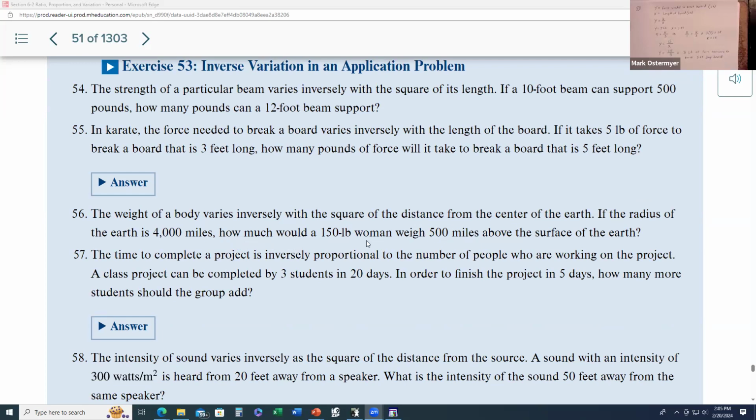Ladies and gentlemen, in physics or in our universe, there's a lot of inverse square laws. For instance, the intensity of light varies inversely with the square of the distance between the source of light and your eyeball. That's an inverse square law. Gravitational force is an inverse square law. That's what's going on here. So the weight of a body varies inversely with the square of the distance.